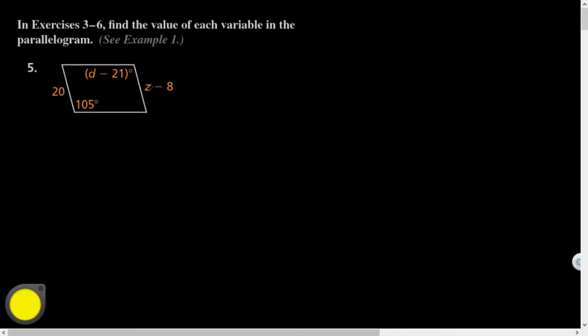Well, let's see. If I want to find the z, I know that opposite sides in a parallelogram are congruent. And then by definition of congruence, their measures will be equal. So let's see, add 8 to both sides. It looks like 28 would be my solution.